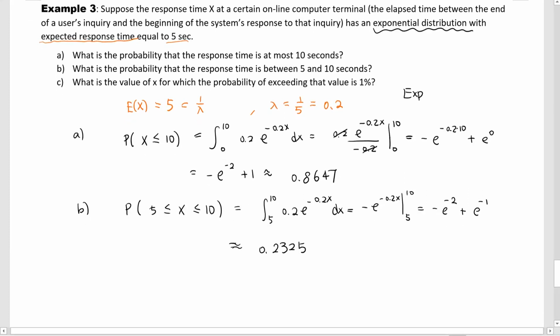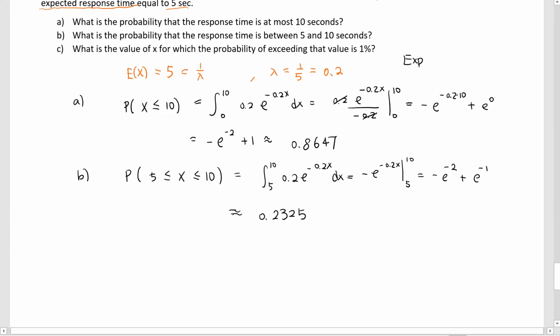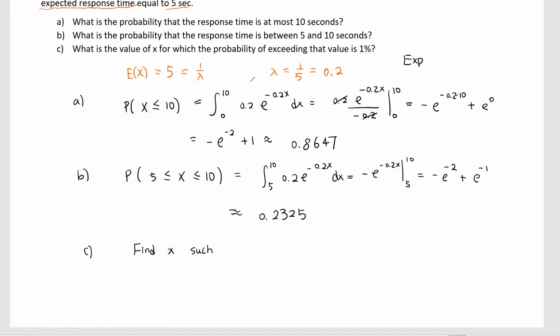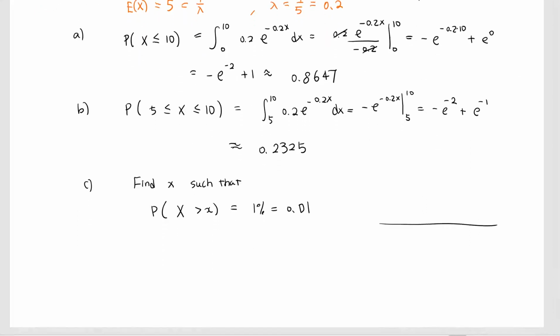And then part C, what is the value of x for which the probability of exceeding that value is 1%? So we are looking for the x value such that the probability of x exceeding that value is 1%. 1% is 0.01, right? What does that mean? Well, we draw the picture.